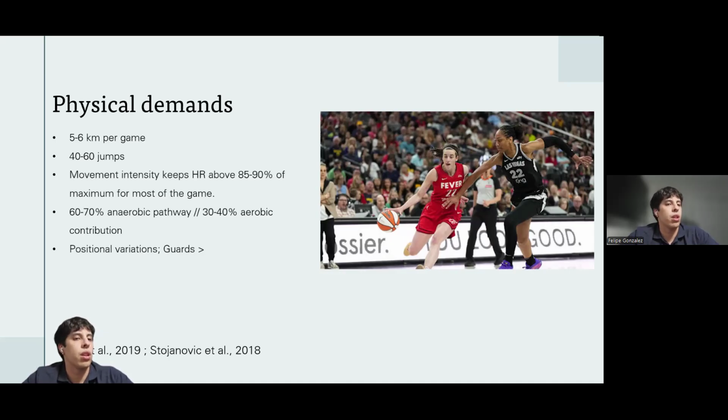driving recovery. Guards typically experience the highest internal load, so we'll see some variations between positions, again, between guards, forwards, and centers. Forwards and centers typically sustain greater contact and vertical demands.